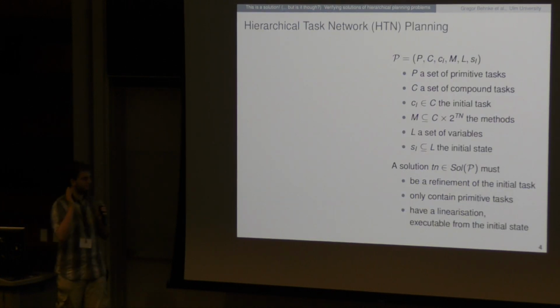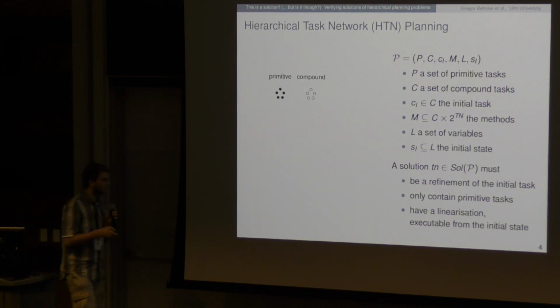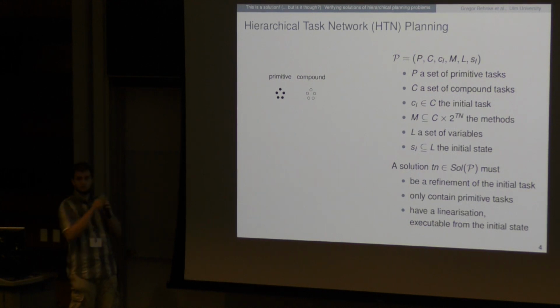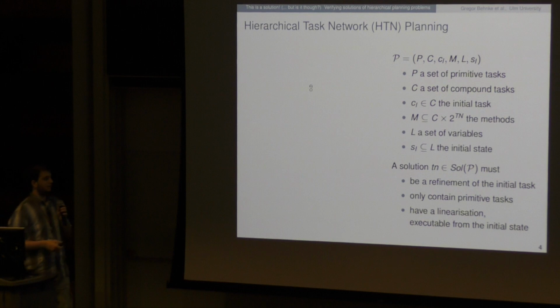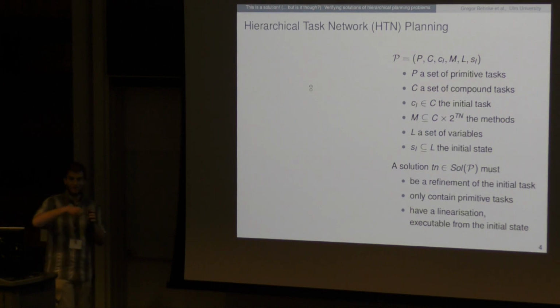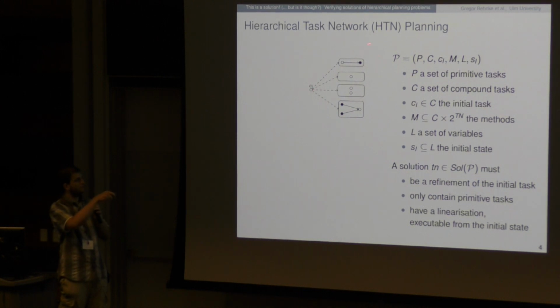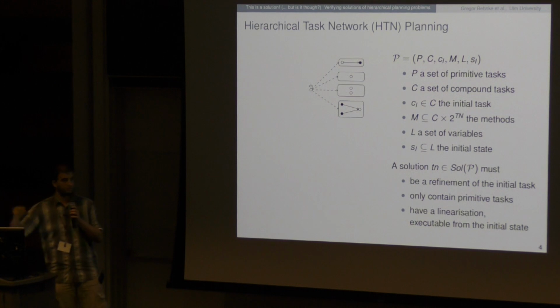So just to give you a brief reminder of what HTN planning is. In contrast to classical planning, we have two kinds of actions called primitive and compound actions. Primitive actions are the same as in classical planning. Contrary to classical planning, we are not given a goal state to reach, but an initial abstract task to execute. How is this execution defined? Well, by methods, which are mappings from abstract tasks to partially ordered sets of other tasks, either abstract or primitive.